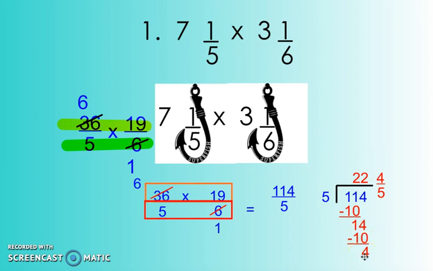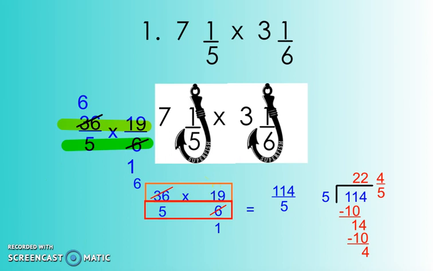Now, normally, when we were changing things to decimals, we kept going until we kept adding zeros and dropping down zeros. But at this time, we are going to take our remainder and we're going to write it as a fraction. So we're going to say that there are 4 left over. Those are our extra fractional pieces, 4/5. So it'd be 22 and 4/5.